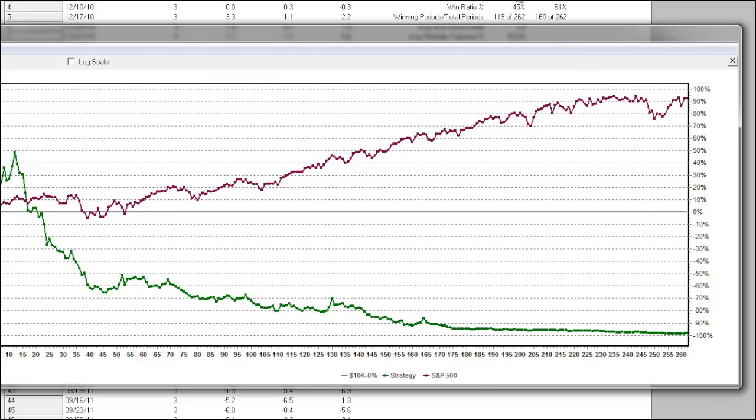Our $10,000 has become $176 for a lousy compounded return of negative 98.2% versus a positive 92.3% for the S&P 500. Clearly, price momentum alone does not work.